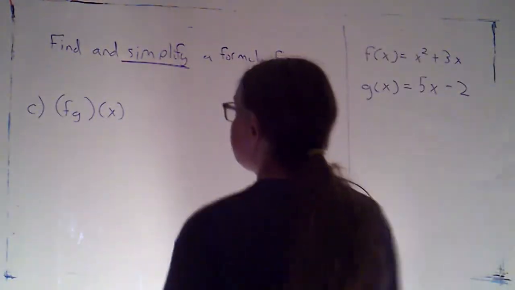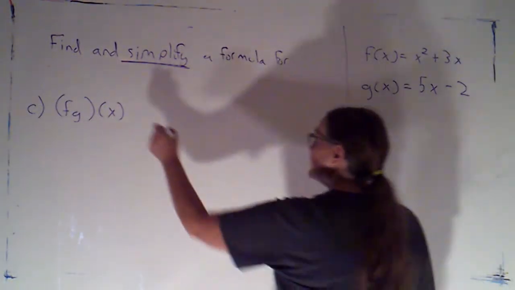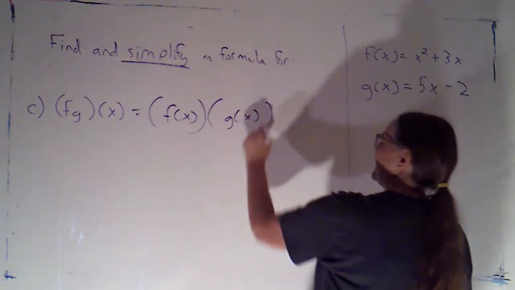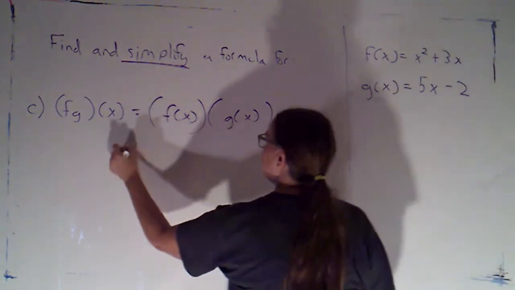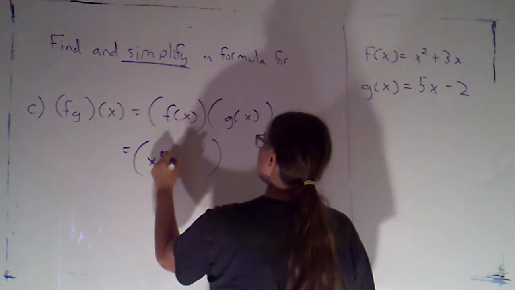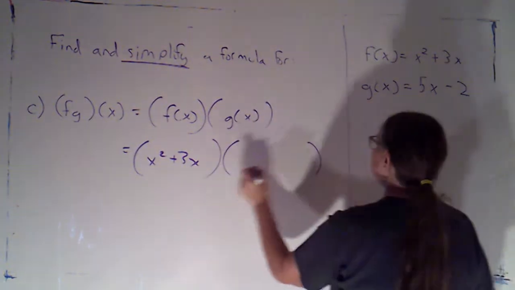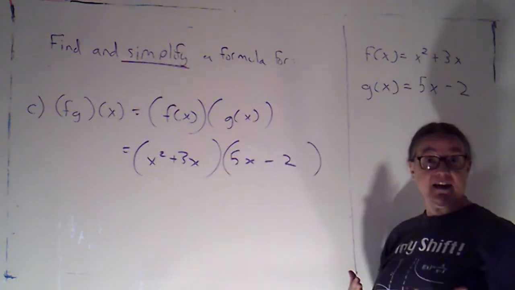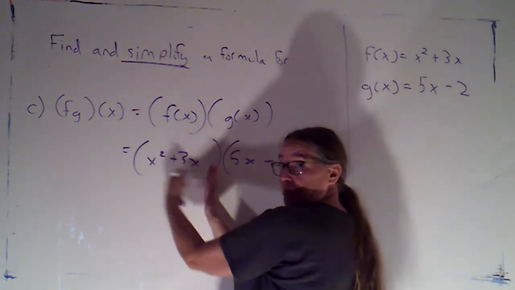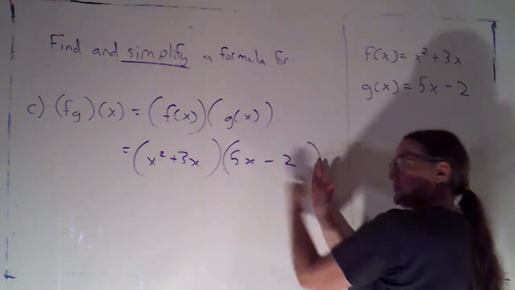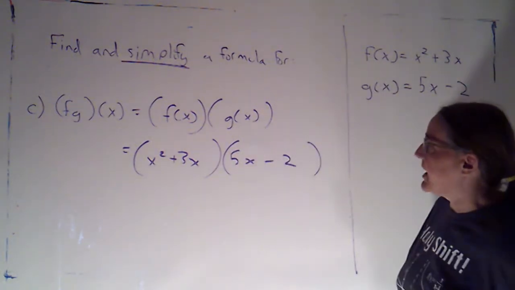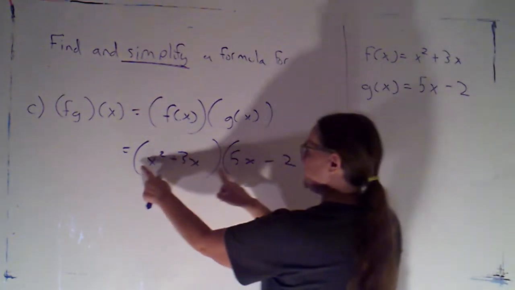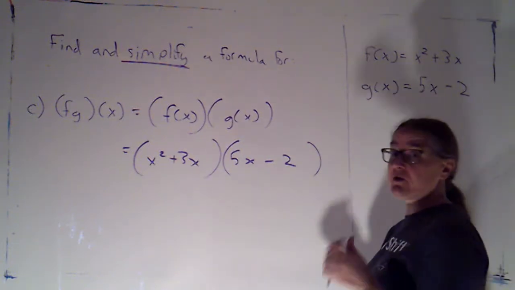Part C was to find and simplify a formula for f times g of x. So I know that's just going to be f of x times g of x. I'm just going to copy the two formulas. That's f of x, x squared plus 3x, and g of x, 5x minus 2. Now at this point, both sets of parentheses are necessary because I'm multiplying this entire thing, both terms, by this entire thing, both terms. But it's not fully simplified because I can actually do the multiplication.